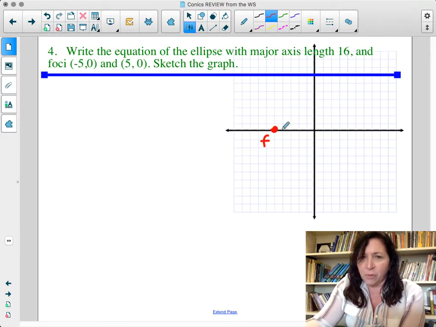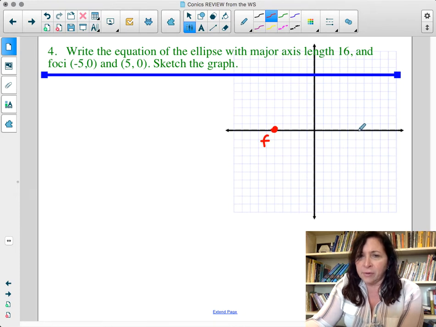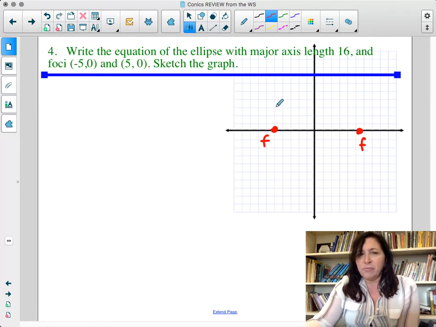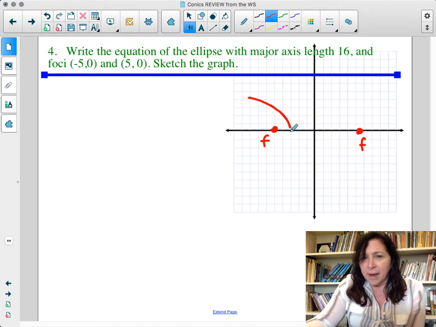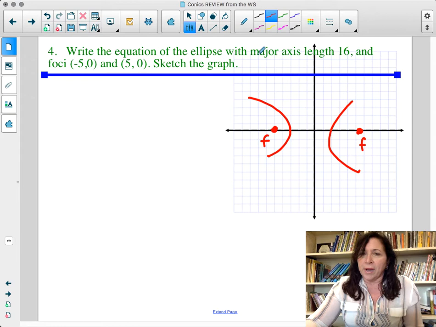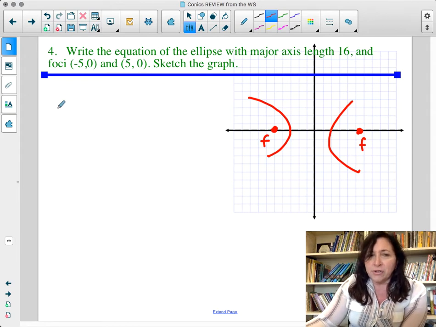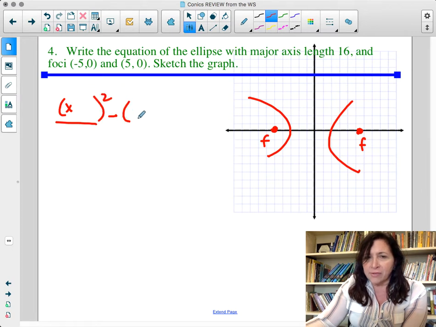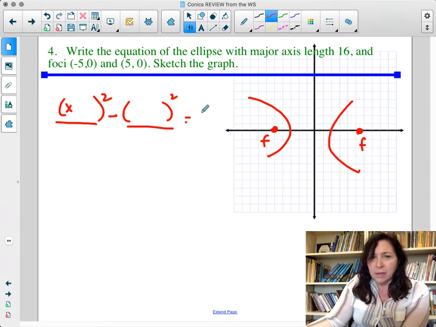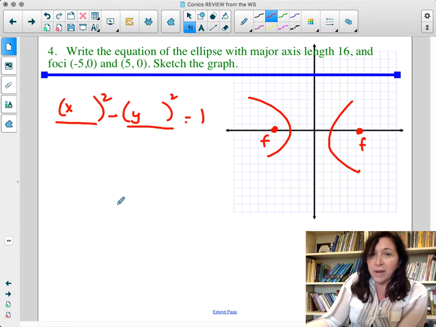So here's my focal points, 5, 0, and negative 5, 0. We've got another focal point here. And so I put the F's there to remind me, because what that tells me is that my hyperbola is going to do this, right? Because it has to cut those focal points, which means that my x squared term is positive. And that means that my y squared term is going to be negative, because my focal points have to be cupped by my hyperbola, okay? So we know that already.